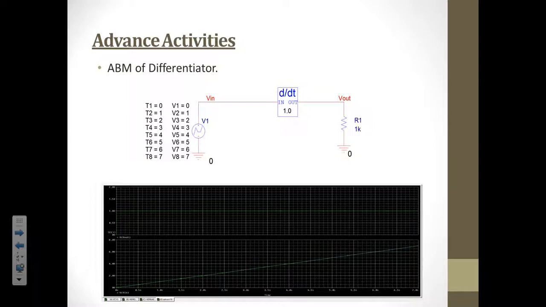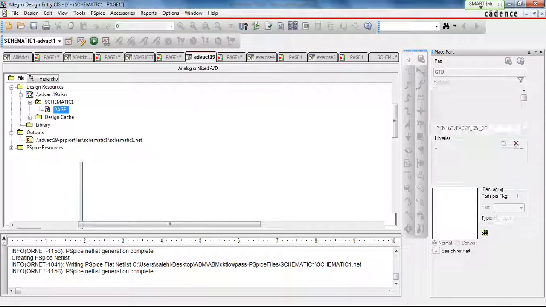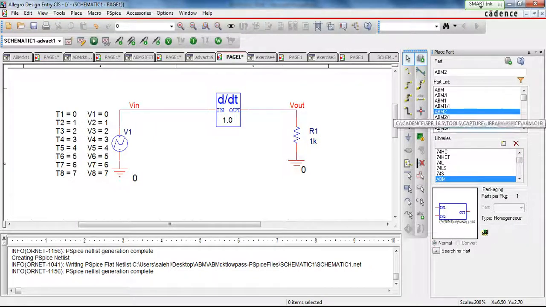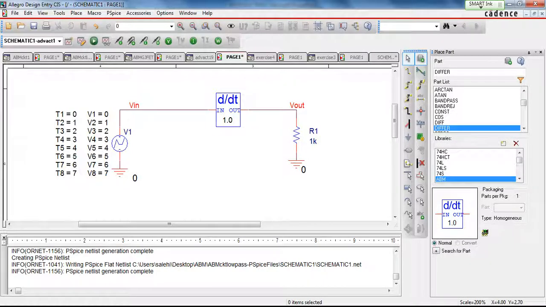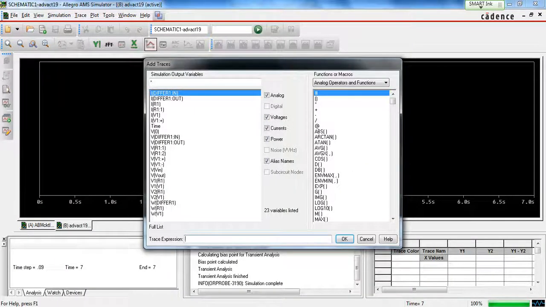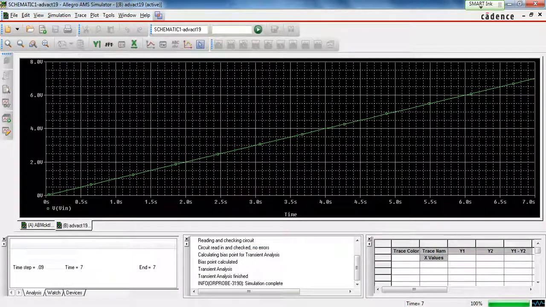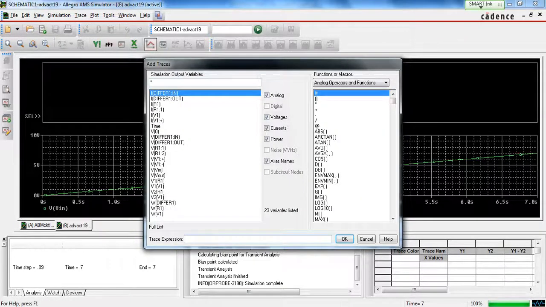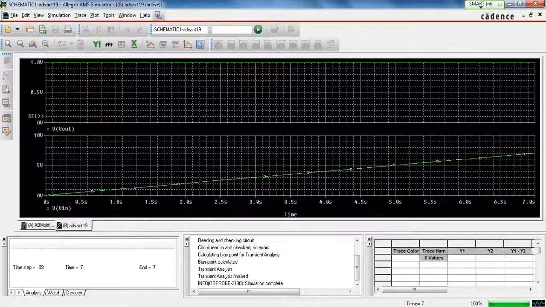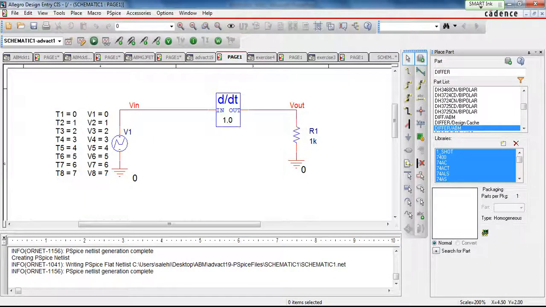The ABM library has another block, a differentiator, where you can find the differentiation of the input signal that is applied to that block. In order to do that, go to the ABM library again, pick up the differentiator block, put it in a circuit, set the gain to any desired value that you want, run the circuit. We are taking a linearly increasing input signal, and we know that if we take the derivative of this linearly increasing signal, we will get a straight line, and here is the result, a straight line of 1 volt. If you increase the gain of this differentiator, the output voltage will be increased with that value of gain.